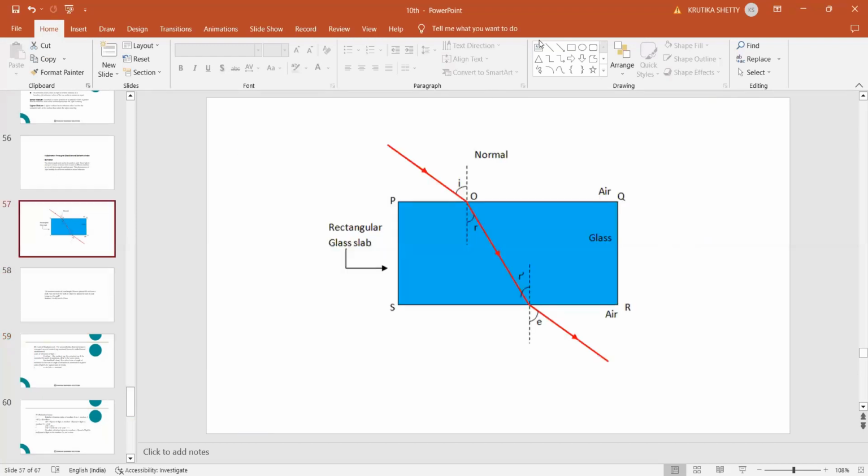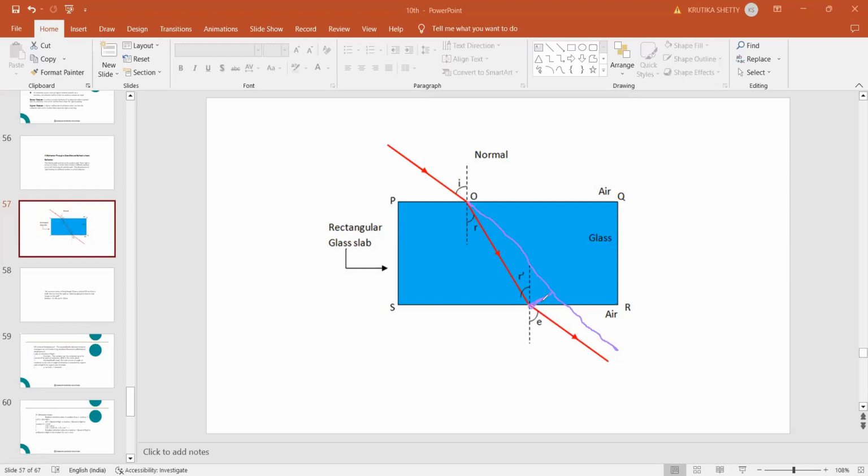So you will note that if you observe this refraction through a glass slab, here is the emergent ray and this is the incident ray. If I extend this incident ray, you will note it is going along this direction. In refraction, if the incident ray were traveling in a straight line, it would have followed this path. Now this is the emergent ray, and this is your extended incident ray.